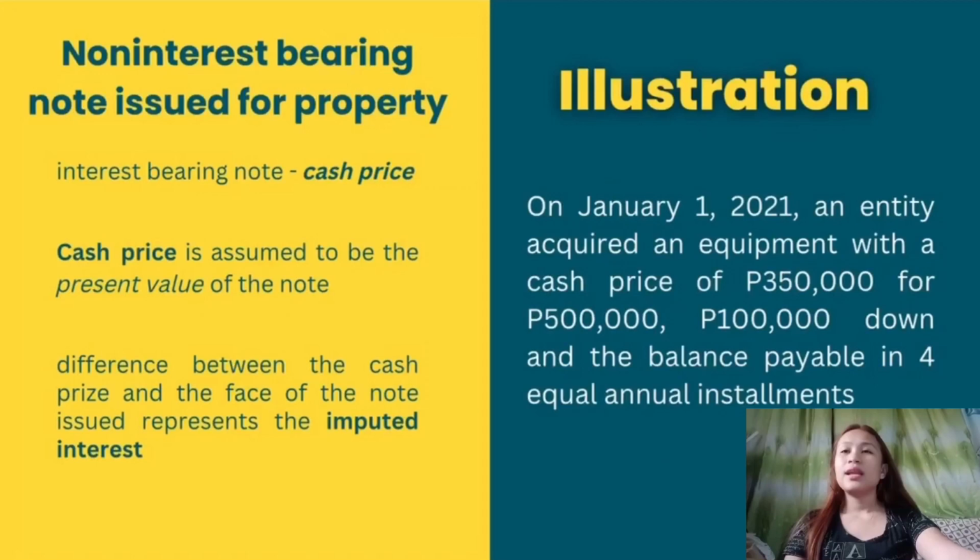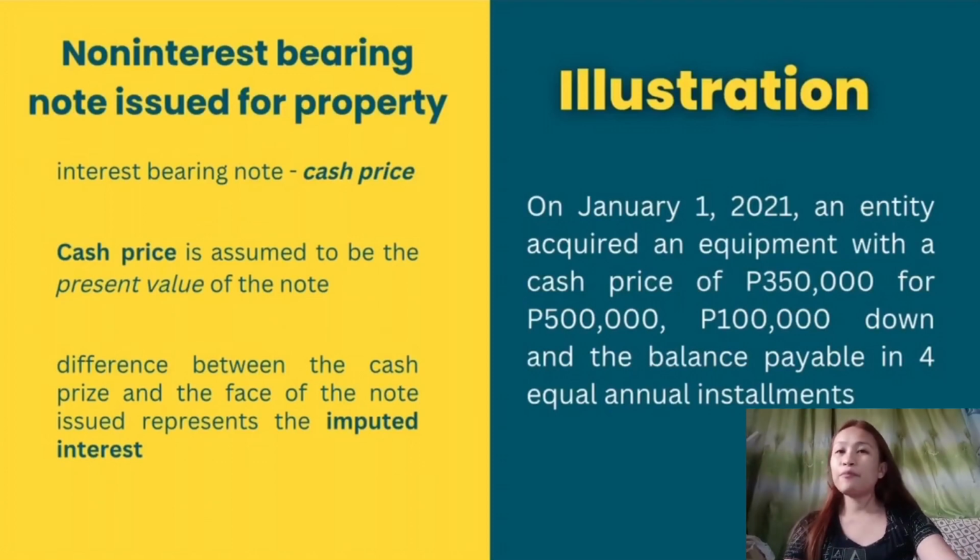So now, let us proceed to non-interest bearing note issued for property. When a non-interest bearing note is issued for the acquisition of a property, the property is recorded on the buyer's books at the cash price of the property. The cash price represents the agreed upon value of the property being purchased, and in this case, it is assumed to be the present value of the non-interest bearing note.